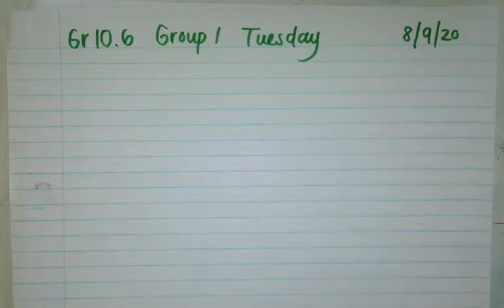For area, since we are multiplying centimeters by centimeters, we'll end up with centimeters squared. Or millimeters with millimeters, we'll end up with millimeters squared. Kilometers by kilometers, kilometers squared, and so on and so forth. Okay?